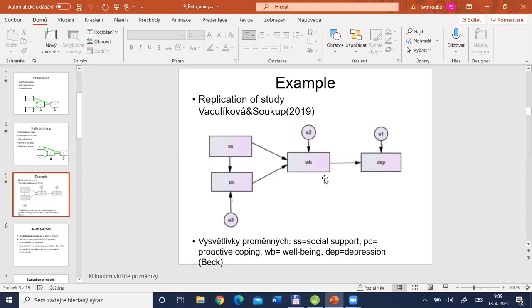Okay, that's nice. Okay, the next question related to this picture: how many regressions are included here in this path analysis example? How many regressions can you see? And what are the regression equations behind them? So maybe the first regression is proactive coping regressed on social support. So this is the first one. How many other regression equations are included here? So what is the next regression?